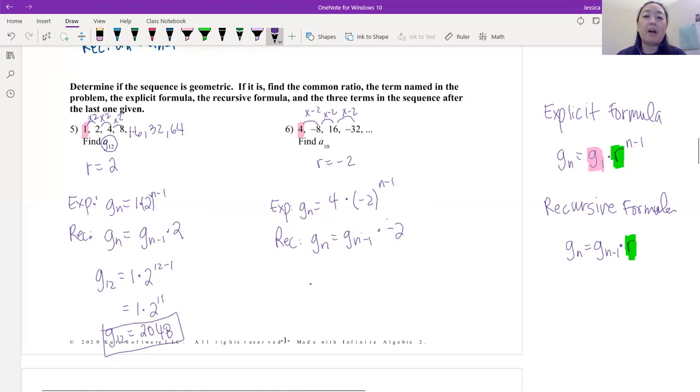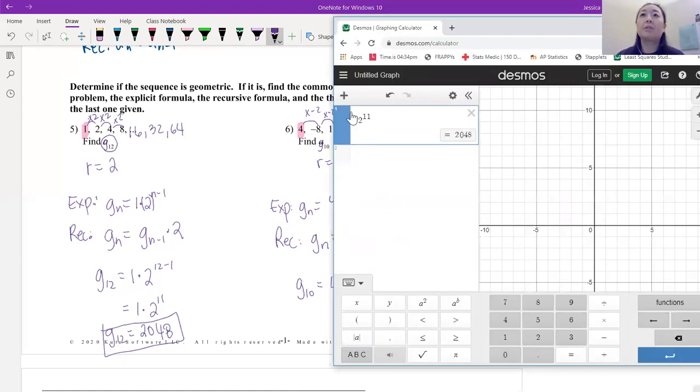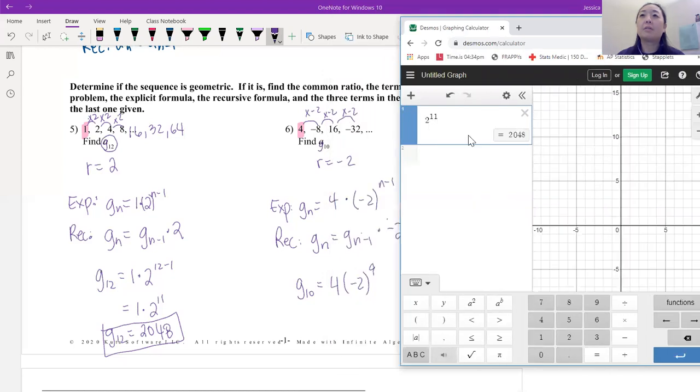But always, if you want to be safe, just put parentheses, right? And then it says we do want to find G sub 10. So we want to do G sub 10. And I'm going to use the explicit formula here. So this is going to be 4 times -2 to the, remember if it's 10, 10 minus 1, 9 to the 9.